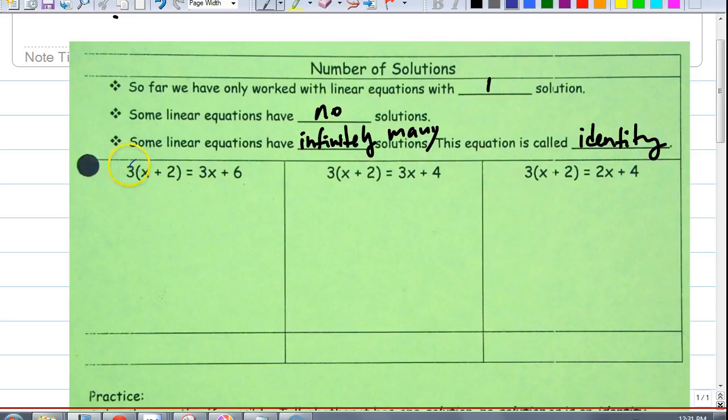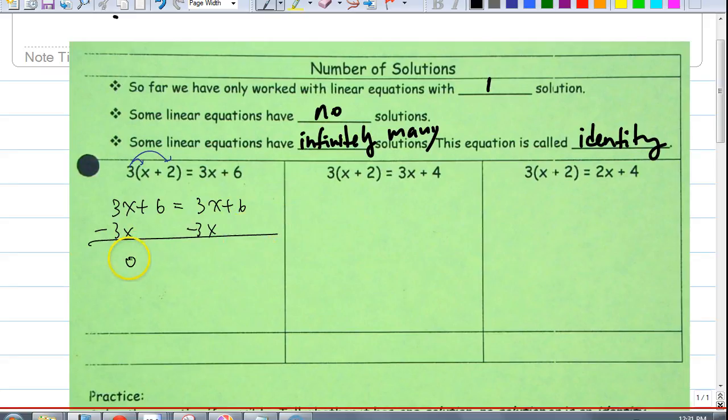So how many people used the distributive property and wrote this as 3x plus 6? And you say, wait a minute, look at the left and the right side, they look the same, right? So what did you do next? Raise your hand. How about Robert? I brought 3x over to the... In other words, you subtracted 3x from both sides. Yeah. And tell me what you get there, Robert.